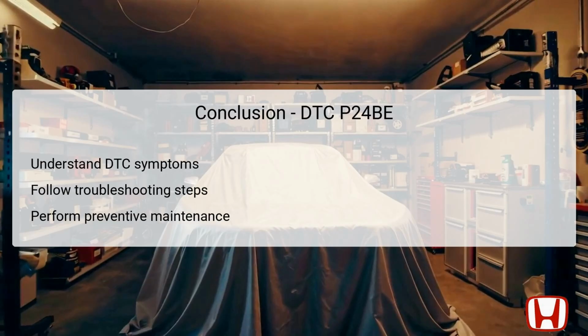In conclusion, understanding DTC P24BE is paramount for effective diagnosis and remediation of issues within Honda CR-V's emission control system. Recognizing the symptoms tied to the canister changeover valve control circuit low voltage allows for quicker intervention. Each of the outlined troubleshooting steps aims at identifying and correcting issues, ensuring the vehicle meets operational standards. Finally, adopting a preventive maintenance approach will safeguard against future occurrences, promoting long-term reliability and efficiency.